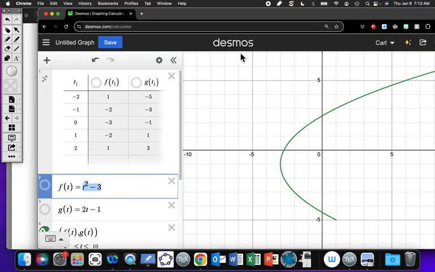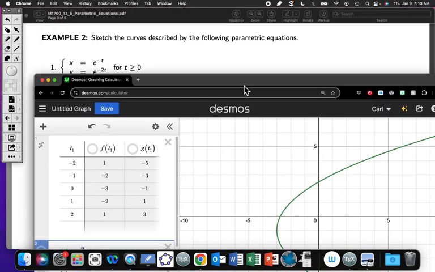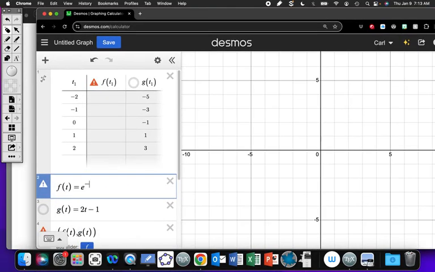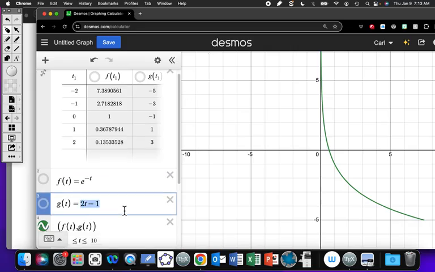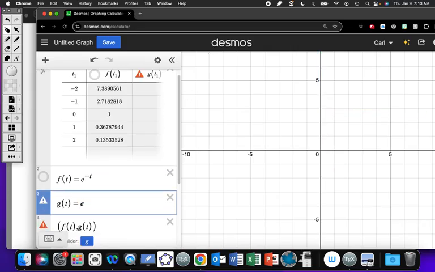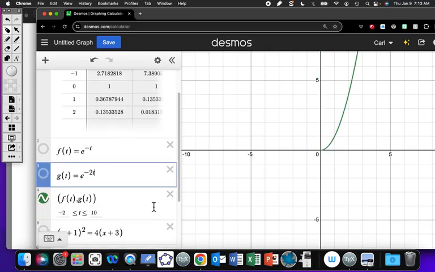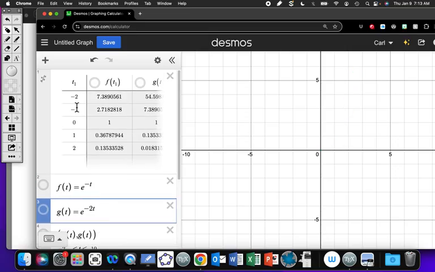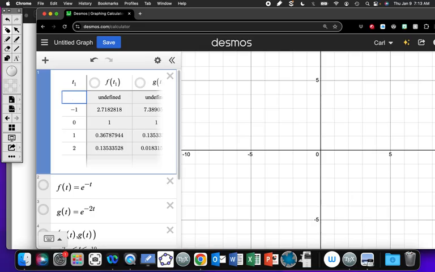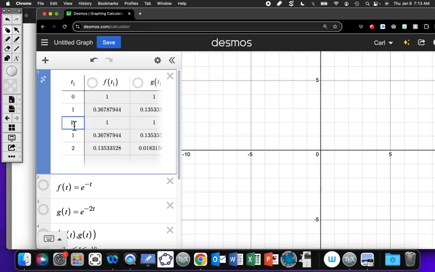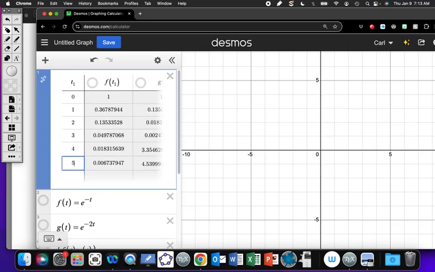Let's just adjust these things. The cat's very excited about this, as you can tell. E to the minus t, e to the minus 2t. And let's hold off on the graph for now. We would just plug in numbers bigger than or equal to 0. So like 0, 1, 2, 3, 4, 5, etc.